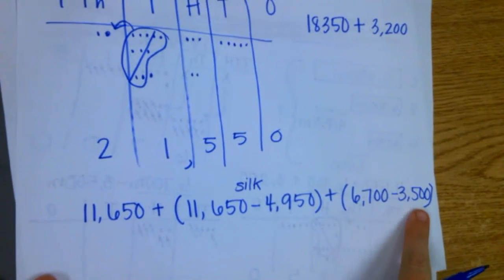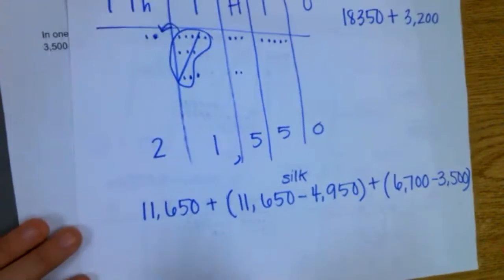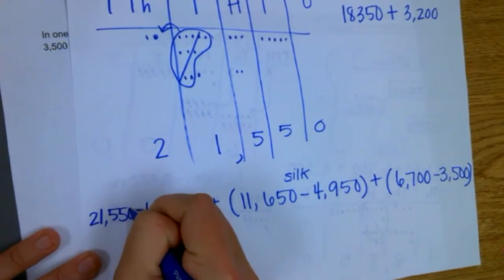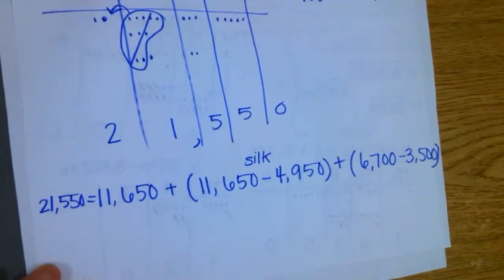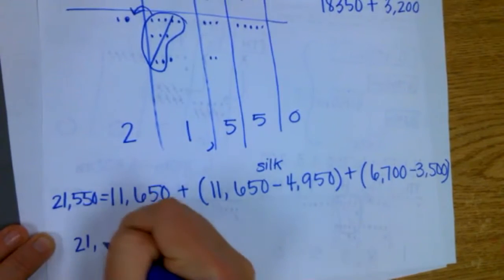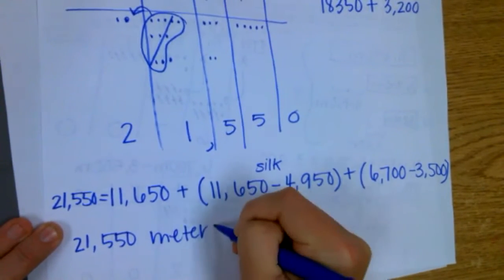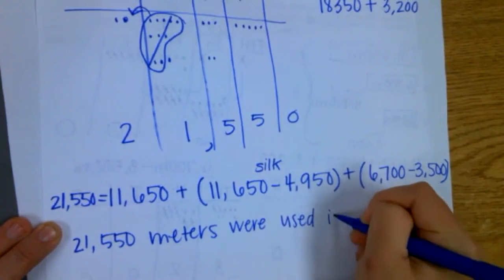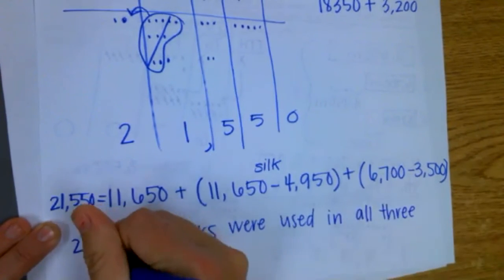Type in the chat, what does this part of the equation represent? Awesome. And we know total of our equation, 21,550. We can now write a word sentence with our answer. 21,550 meters were used in all three fabrics.